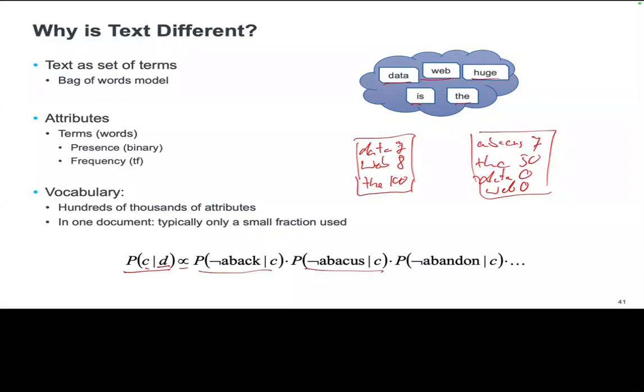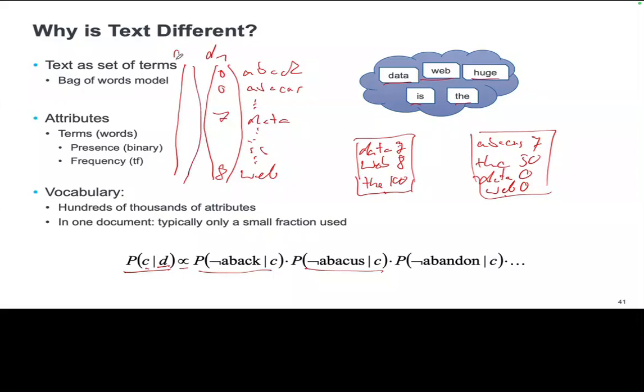Let me reformulate this, because I think I didn't explain it super well. Each of these documents here is described as a vector. For each document, let's say this is D1, we have our words. Let's say the words would be a, bag, abacus. At some point, there would be data, is, web. For a particular document, we give specific numbers here, and each document is a vector of such numbers.